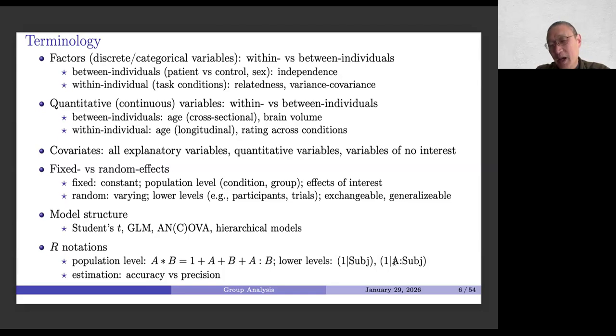Then in the second case, the random effects here, on the right-hand side, is the interaction between A and the subject. That means for each subject and for each of this factor level, we assume there's also a varying intercept. So that's the notation.